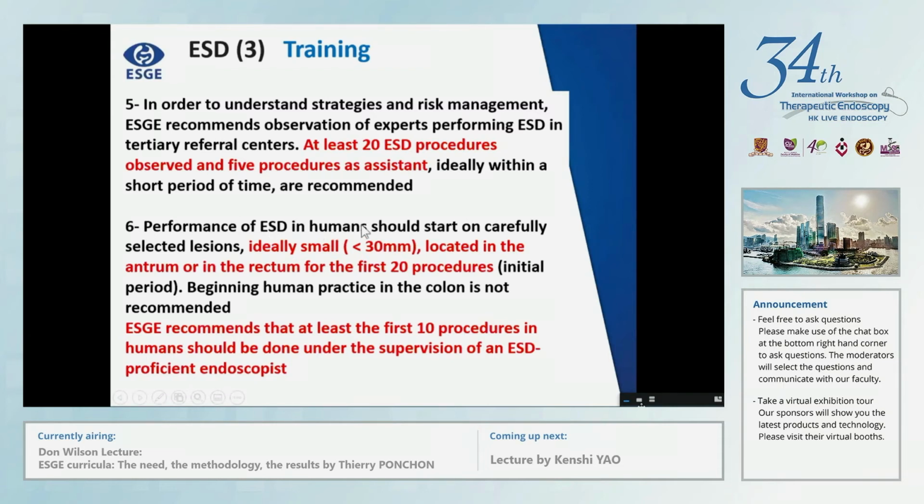And you start in humans, ideally for small lesions, less than 30 millimeters, located in the antrum or in the rectum, for the first 20 procedures. This is the initial period. And beginning human practice in the colon is not recommended at this stage. And then ESGE recommends that at least the first 10 procedures in human should be done under the supervision of an ESD proficient endoscopist. That means initially you assist and then you are assisted. So this is very precise.